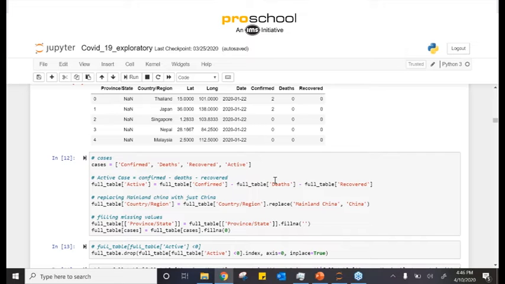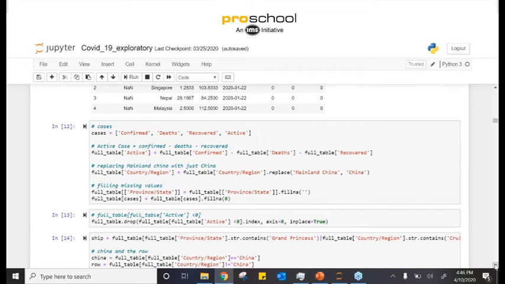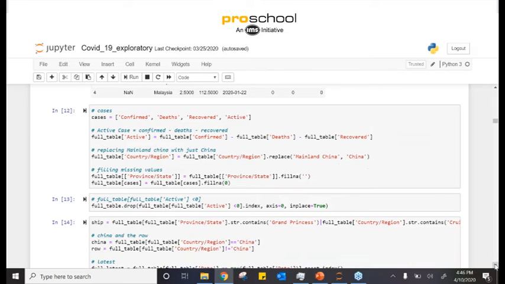Okay, now I have created this full table. I will come to the check part later on.